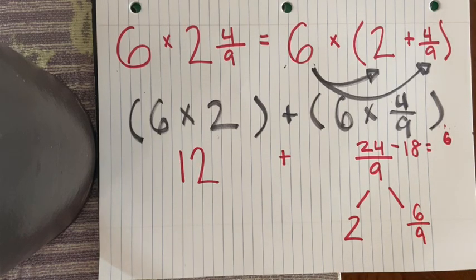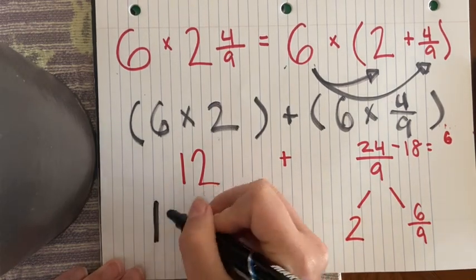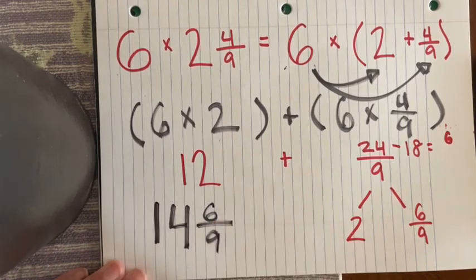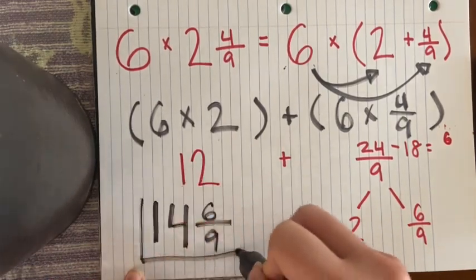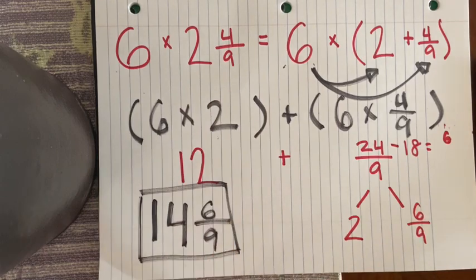Now we're able to add those whole numbers together and attach it with the fraction that we were left over with. 12 plus 2, giving you 14, and 6 over 9. Showing us that 6 times 2 4/9 gives you the product of 14 and 6/9.